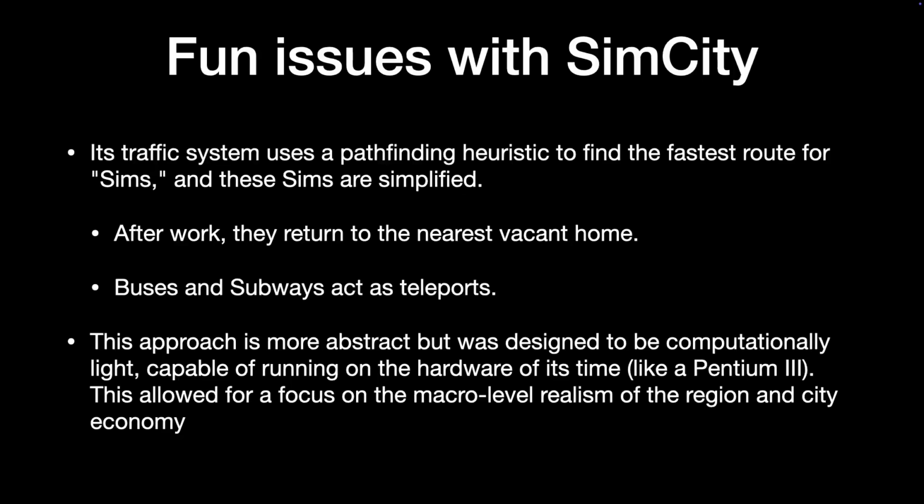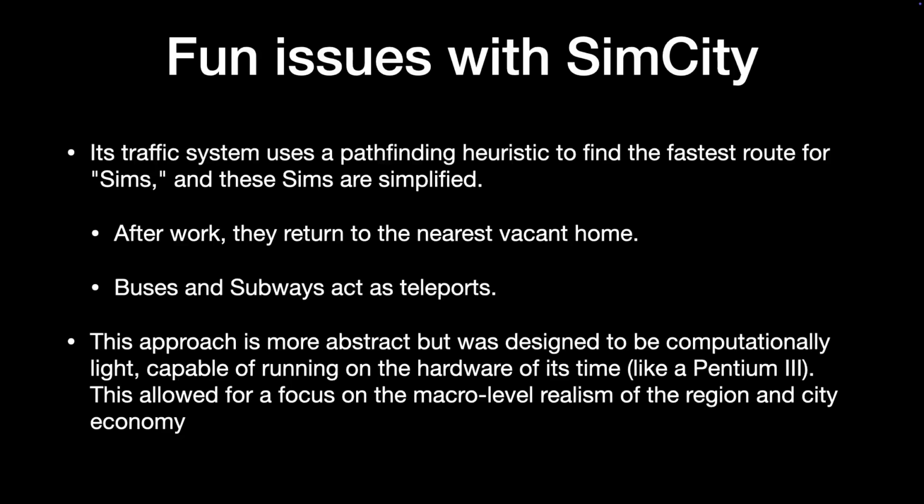They use pathfinding for the traffic, which is normal. It's very easy to do pathfinding on a cellular grid. But after work, Sims actually just returned to their nearest vacant home, which I didn't know happened. And also, the buses and subways apparently acted as teleports. Which kind of makes sense because they weren't agent based, so it makes sense that they were just treated as teleports, and that's probably how people wanted to use subways and buses other than driving, because it probably gave them a faster way to get around the city.